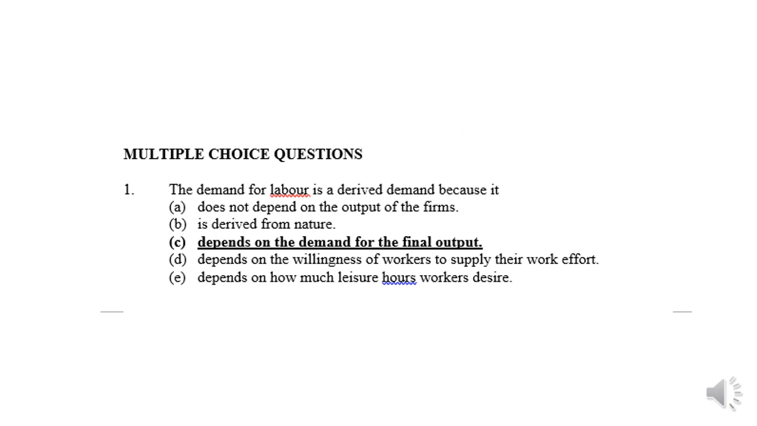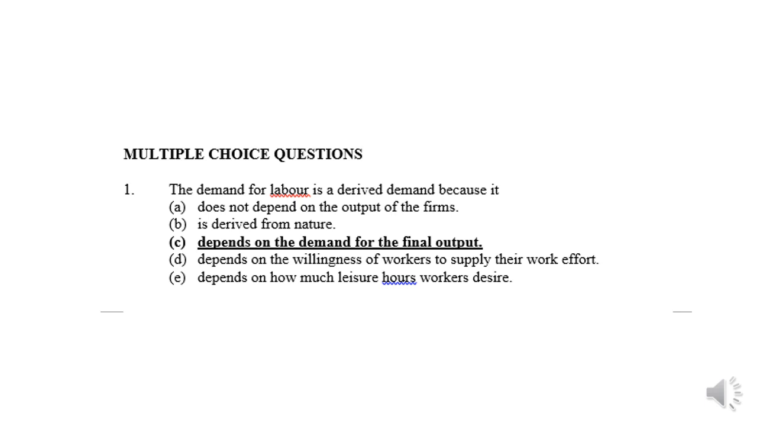Let's take a look at the MCQ questions. The first one says the demand for labor is a derived demand. Now we mentioned this in the lecture. What's a derived demand? That means that the firm is not demanding workers for workers' sake. It's demanding workers because there's a demand for the firm's products. That's why it needs to hire people. So it's a derived demand. Otherwise firms can't be demanding workers and then not producing anything or producing things that cannot be sold.